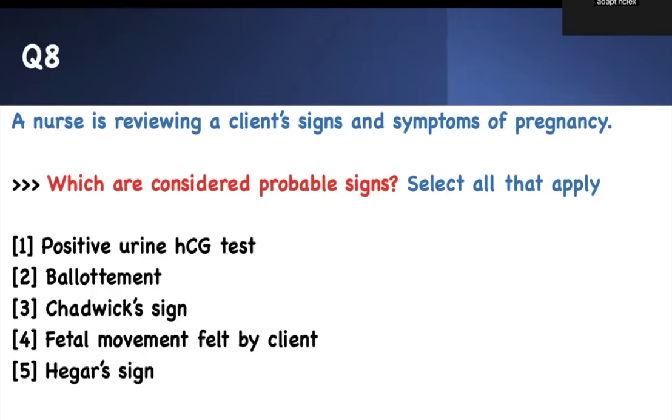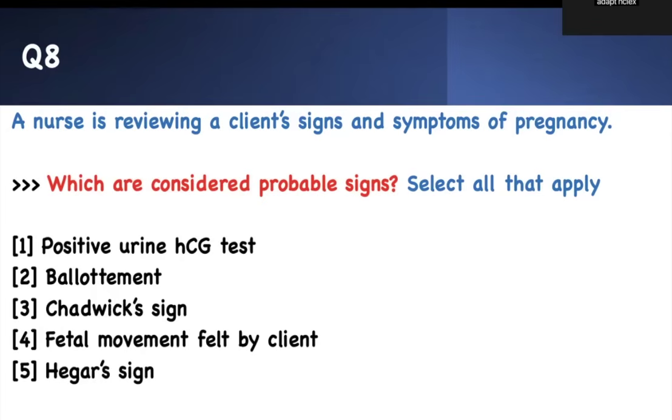Chadwick's and Hegar's sign. These are examination in the vagina that the doctor can determine. You know it. I know you know it. These are little things. If you don't know, this video is designed to give you the basic, but concept. NCLEX is not supposed to be that big. These little concepts, if you had it together, whenever they ask you a question, you'll be able to answer it.